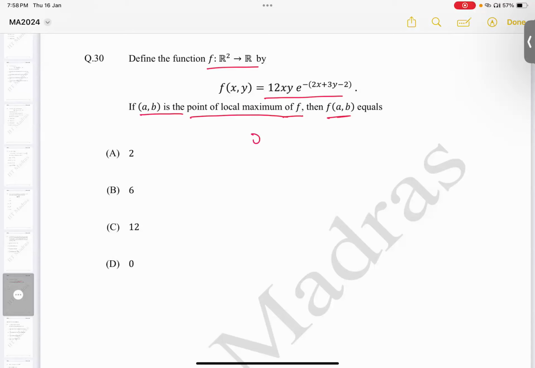Now if you calculate the partial derivative del f upon del x, this will be equal to 12y e to the power minus 2x plus 3y, and plus, actually it will be minus 2 into 12xy e to the power minus 2x plus 3y. We need to put this equal to 0 to calculate the critical point. Now take this part as common, e to the power something, and 12 is common.